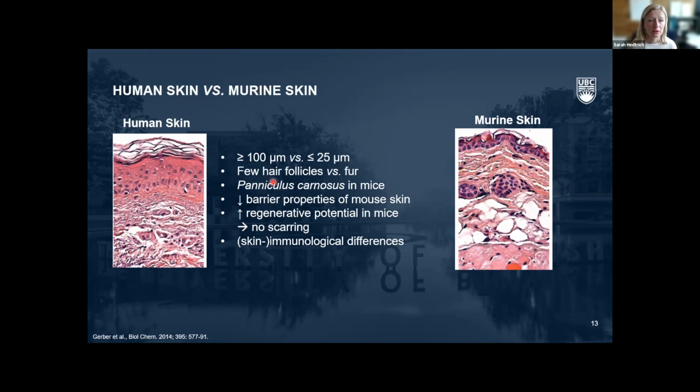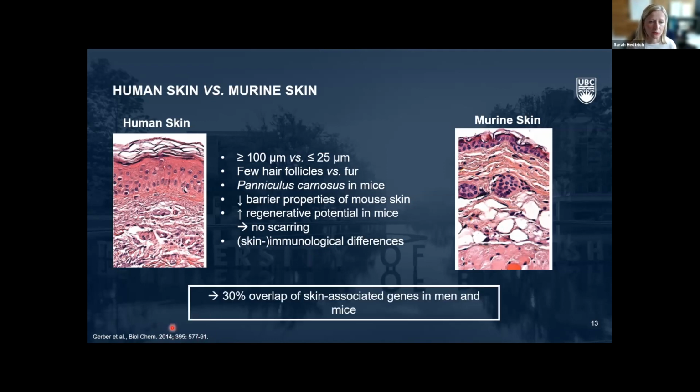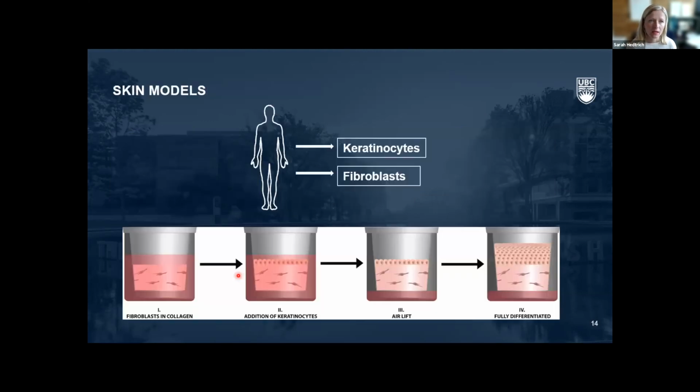The other differences are that humans only have few hair follicles, while mice have fur. Then there is a muscle layer in rodents, which is important for wound healing, for example. Human skin does not have this muscle layer, so the wound healing process is completely different between mice and humans. But still, rodents are widely used for wound healing studies. Just keep in mind, the regenerative potential in mice is significantly higher, and hardly any scarring occurs in rodents. This is important, especially for my research. There are also clear immunological differences between man and mice, and you cannot simply extrapolate that. In fact, a nice study from 2014 showed that there's only 30% overlap of skin-associated genes between men and mice.